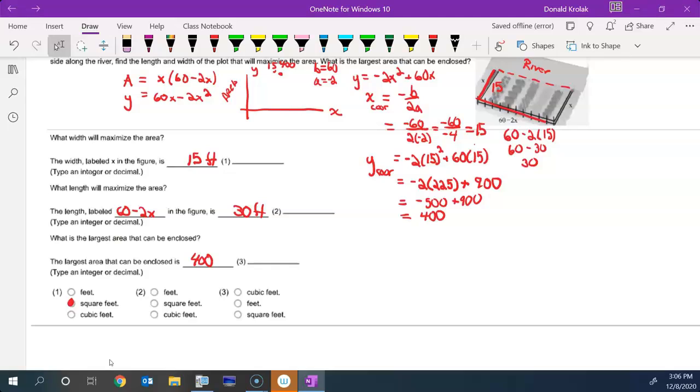And I believe on these, when you're typing these in, you have to put the label on each one of these. So the label for 1 would be in feet. The label for 2 is also in feet. And then the label on 3 is in square feet.